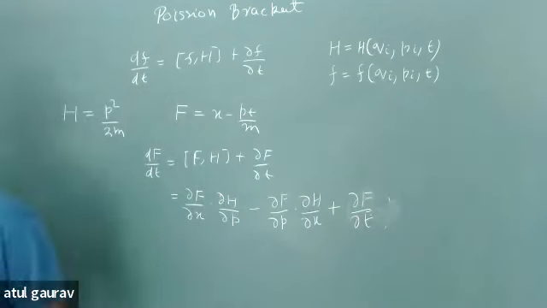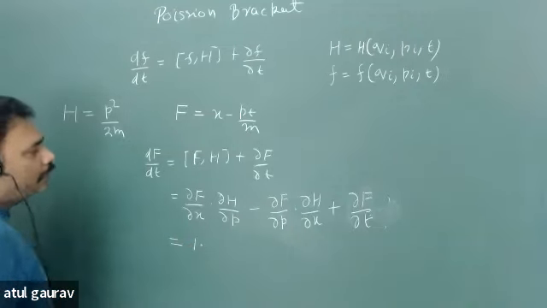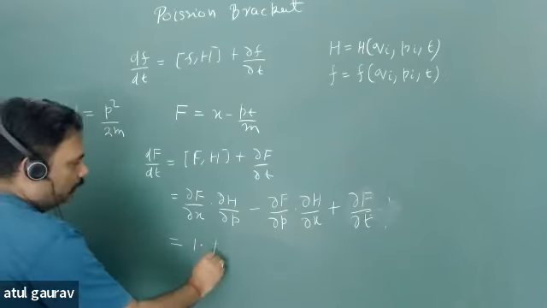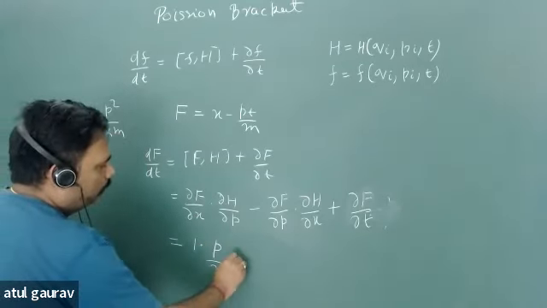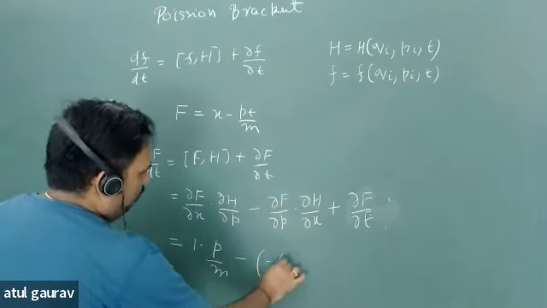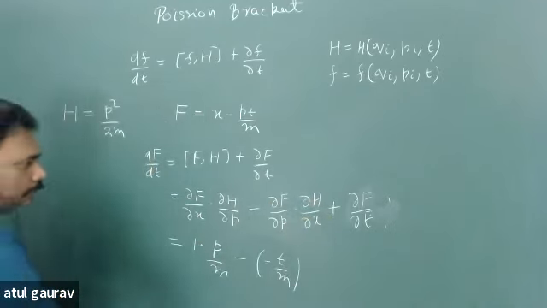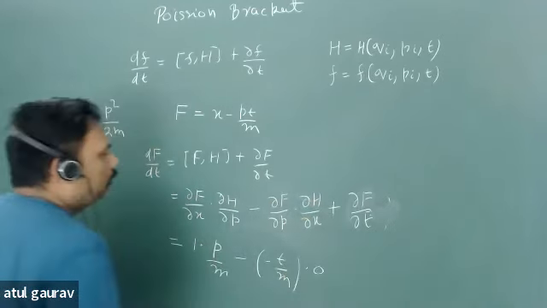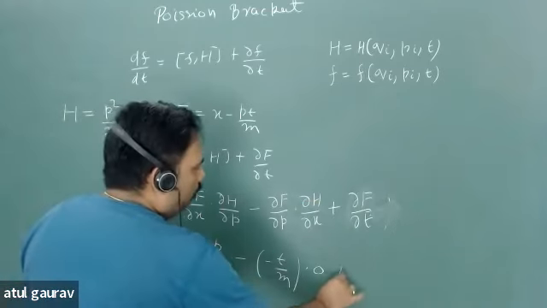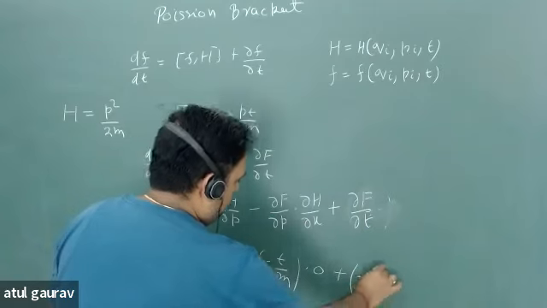So what do we have? What is ∂f/∂x? It is 1. What is ∂H/∂p? p by m. Very good. What is ∂f/∂p? Minus t by m. What is ∂H/∂x? 0, isn't it? Now what is ∂f/∂t? Minus p by m.